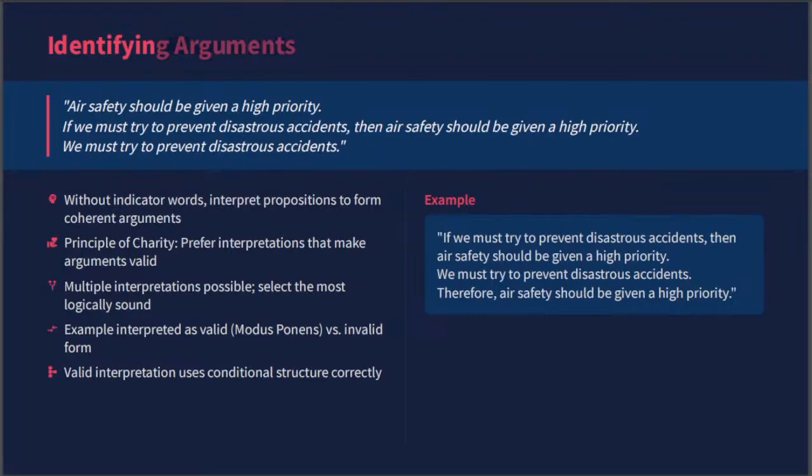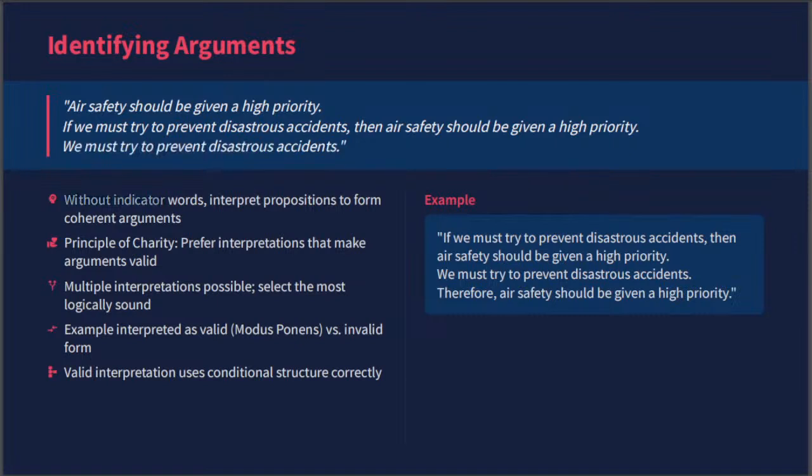So what we see here is an example. Air safety should be given a high priority. If we must try to prevent disastrous accidents, then air safety should be given a high priority. We must try to prevent disastrous accidents.